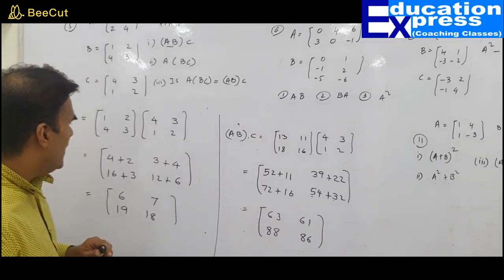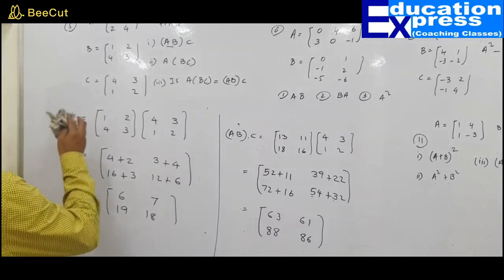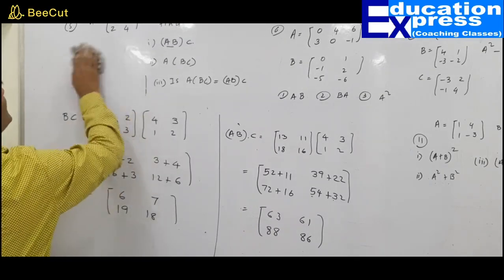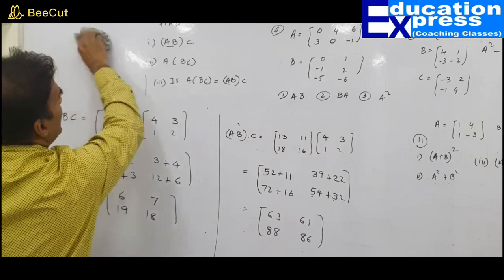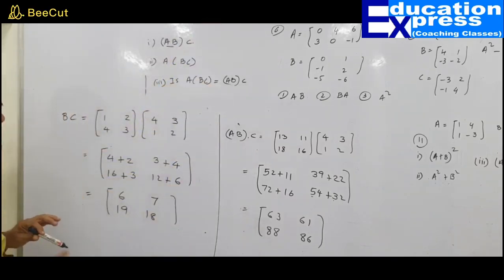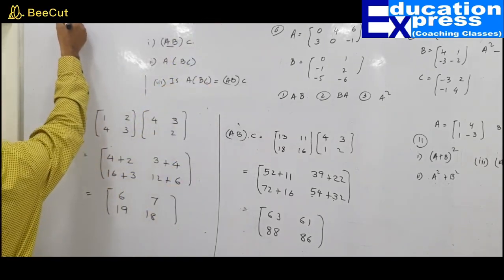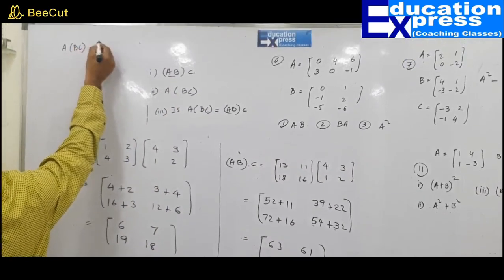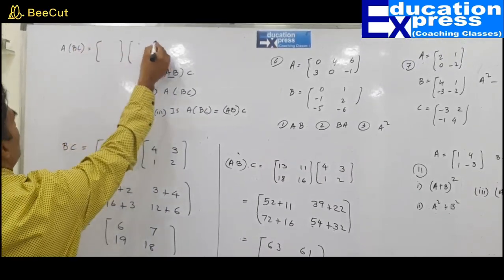Let us do A multiplied by BC. So I will use this space for finding out A multiplied by BC. So A multiplied by BC would mean matrix A into matrix BC.